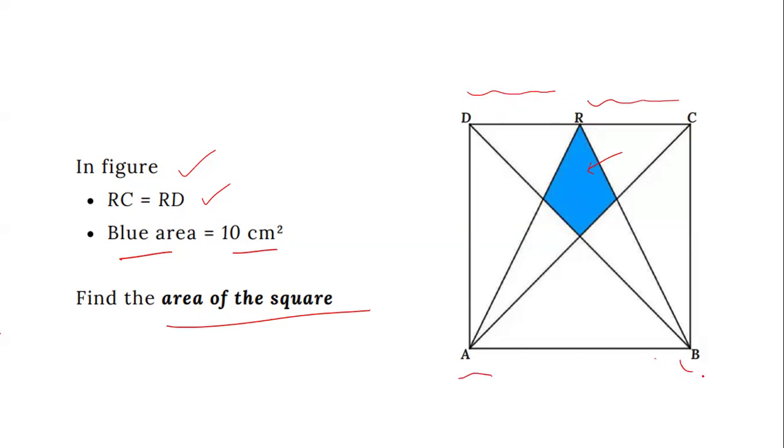So like A, B, C and D. This is the square, and we have to find out the area of this. First you try, then you see the solution. So let's start.